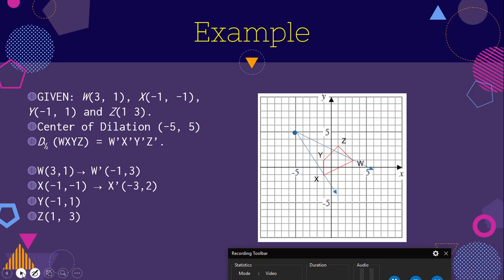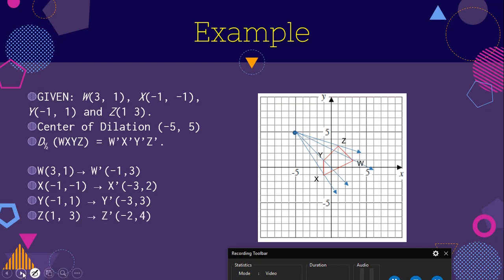Let's add a line from the center to Y. Same thing here. I'd have to rise 4 and run 4. So let's rise 2 and run 2. This is my location of Y prime at -3, 3. And then our final line passing through Z, I would have to rise 2 and run 6. So we're going to rise 1 and run 3. And right here at -2, 4 is the location of Z prime.